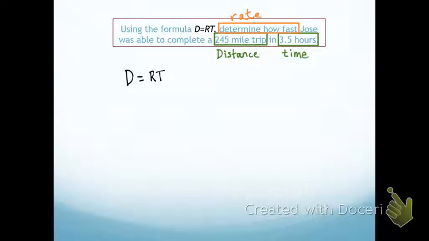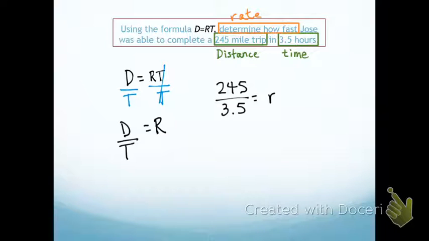So we want to get R by itself. The way you get R by itself is to divide both sides by T. The T's are going to cancel out, and you get R is equal to D over T, or D over T equals R. And now what that allows us to do is just substitute the values in. So 245 over 3.5 equals R. When you do that division problem, you get 70. And that turns into 70 miles per hour. The reason why we know it's miles per hour is because the 245 is miles, and the 3.5 is hours, which allows us to have miles per hour. Why don't you pause your computer and copy that one down, and we'll move on to the next example.